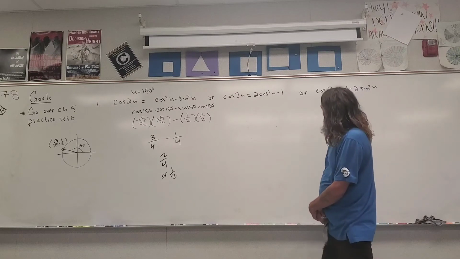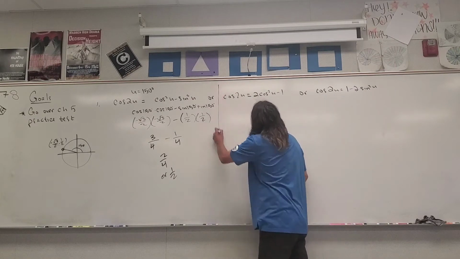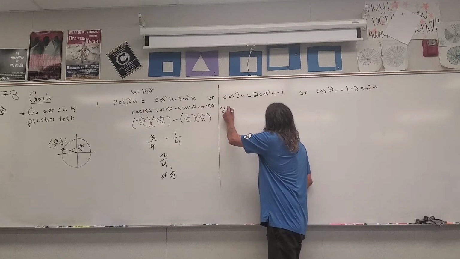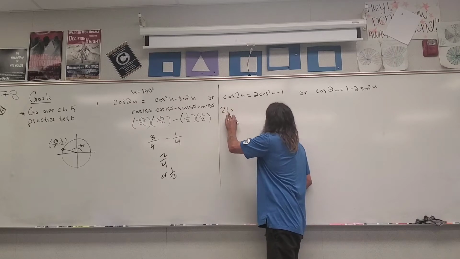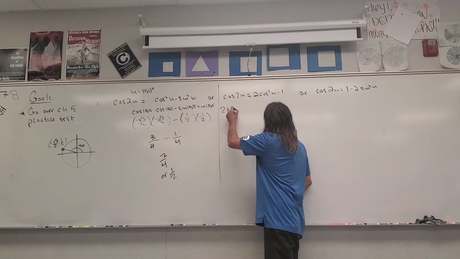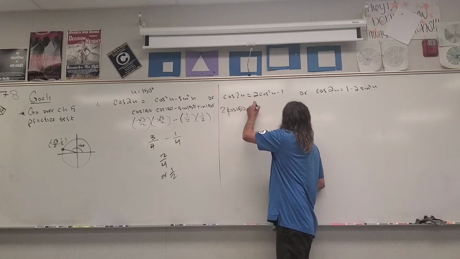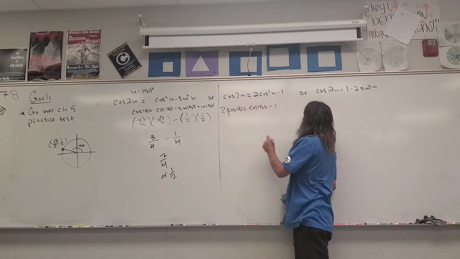All right, so I'm going to rewrite this one. Let me draw a line in there to separate them. And this becomes 2 times cosine of 150 degrees times cosine of 150 degrees minus 1. I'm tired and making silly mistakes.